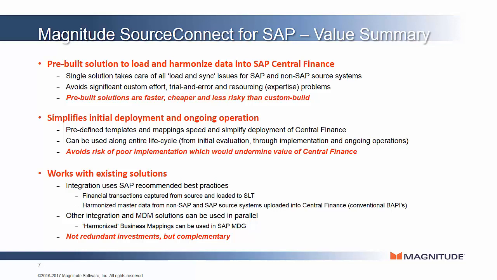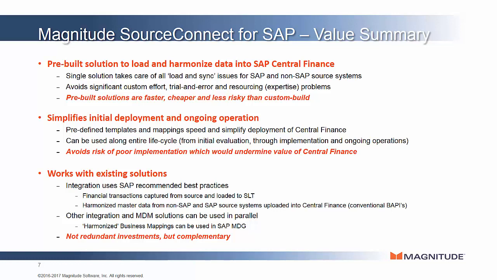And all of this needs to be done for each source system, of course, but it needs to be done for a whole variety of transaction types. There are 23 common transaction types that we've encoded, and that is quite a lot of work, particularly if that's not your area of expertise. So having this all pre-built, the pre-built solution simplifies initial deployment and ongoing operation.